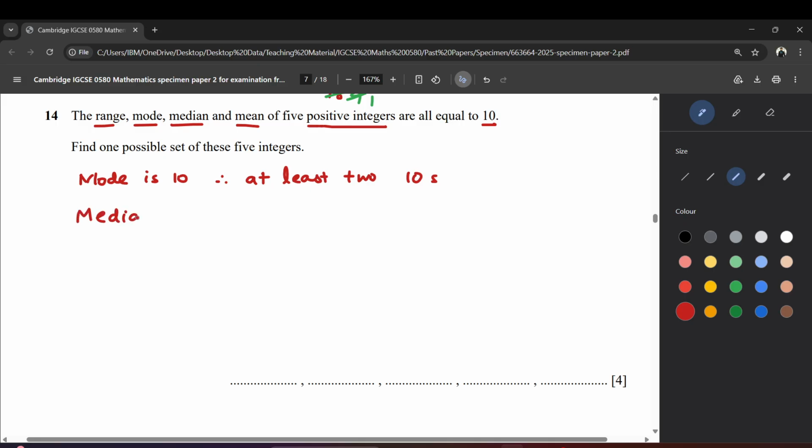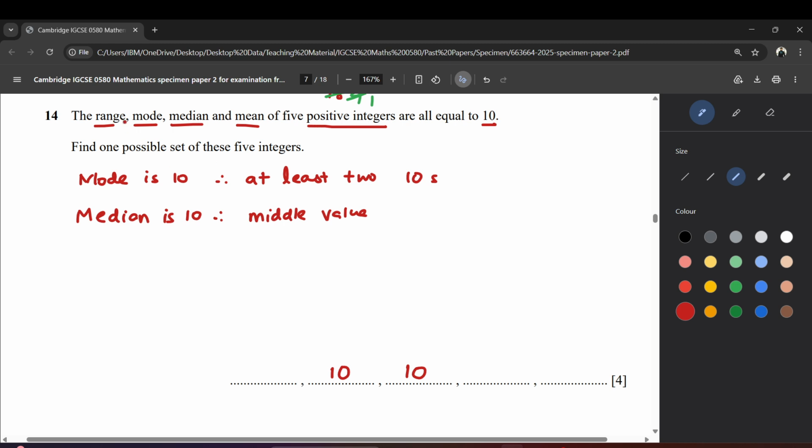The median is the middle number. What is a median? The median is the middle value when all the numbers are arranged in ascending order. So you can say that these are 5 numbers, and therefore 10 should be here somewhere when you arrange them in ascending order. So that is the one value that we have confirmed. Then through the mode, we have also confirmed that there should be at least two tens. So we have also found out another number.